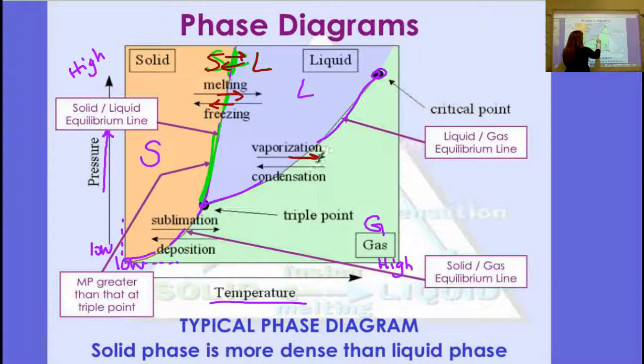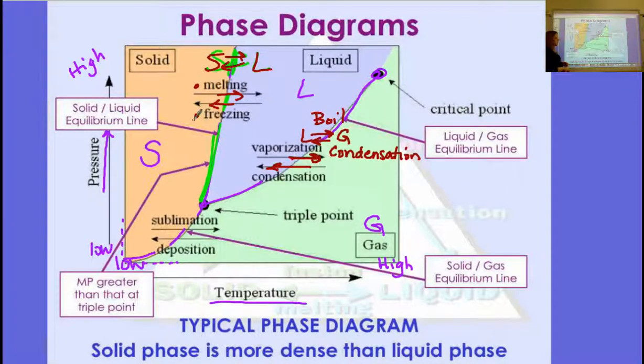Same thing here between a liquid and gas. I have liquid and gas at the same time. If I increase the temperature, I'll change to a gas. If I decrease the temperature, I'll change to a liquid. This would be my boiling and condensation point. Similar to this being melting and freezing. And this equilibrium line is where solid and gas both exist at the same time. Solid-gas equilibrium is either sublimation if you are increasing the temperature, or desublimation or deposition if you're decreasing the temperature.